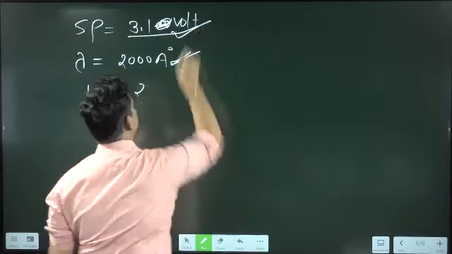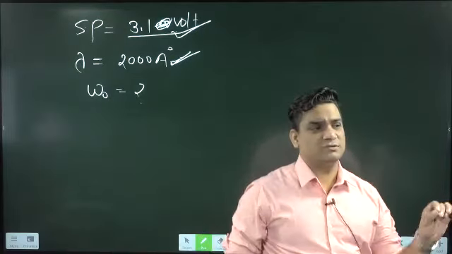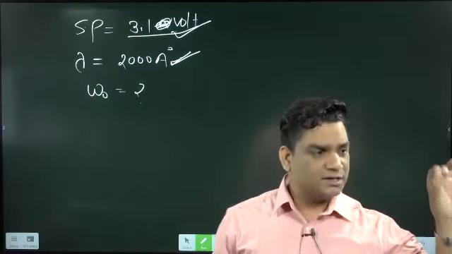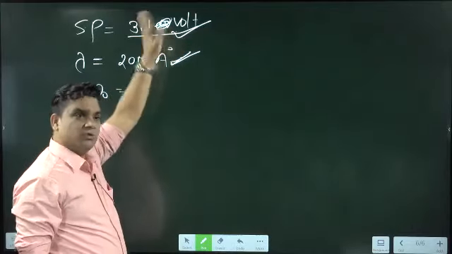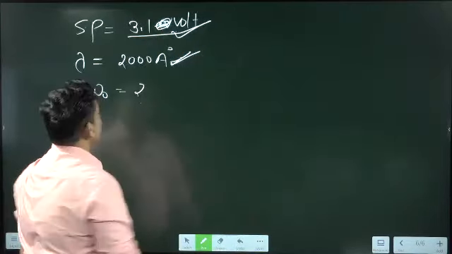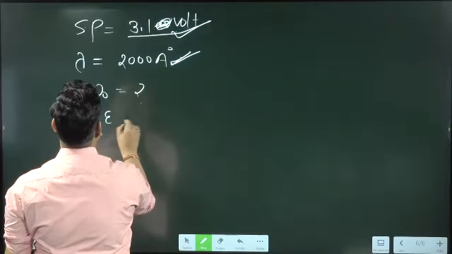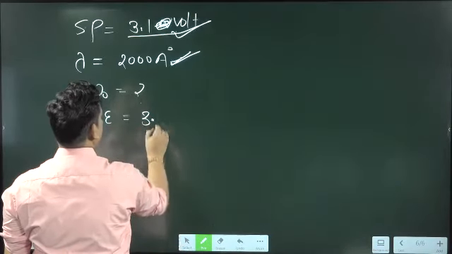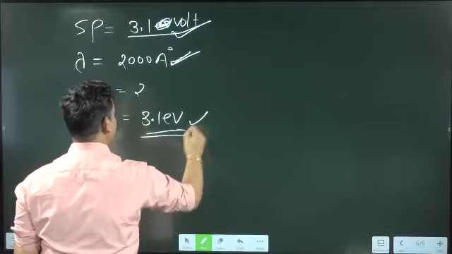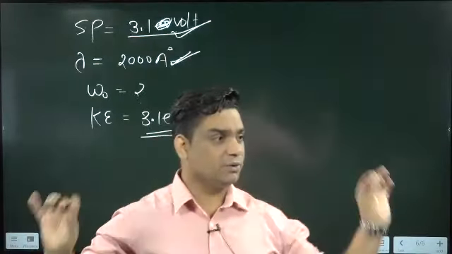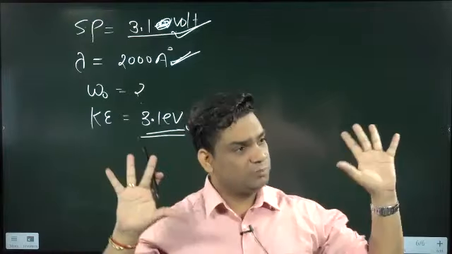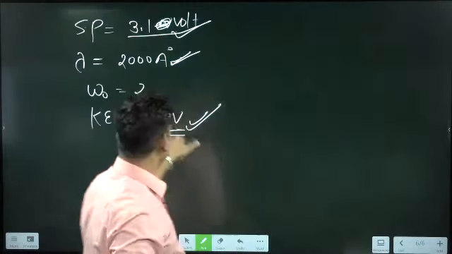If your stopping potential is 3.1 volt, directly you can say the kinetic energy will be 3.1 electron volt. Don't use the negative sign, because kinetic energy is always positive. Don't write kinetic energy as negative. So we get 3.1 electron volt.